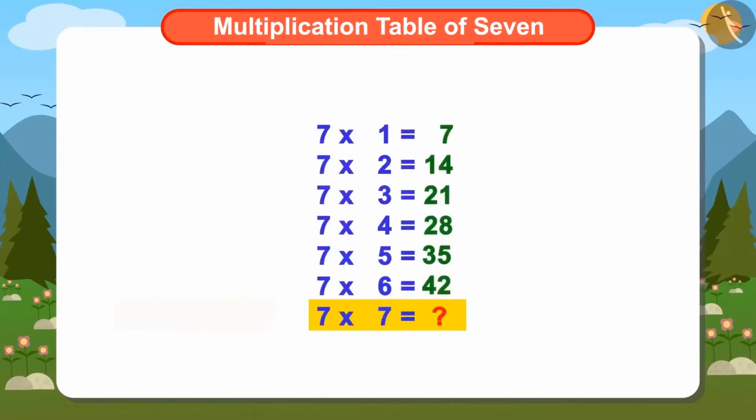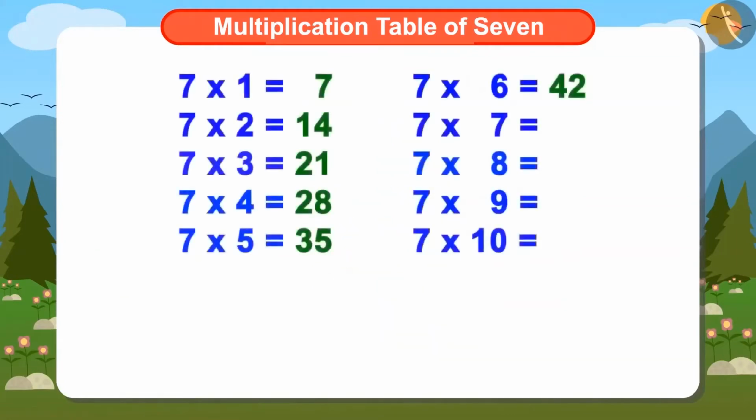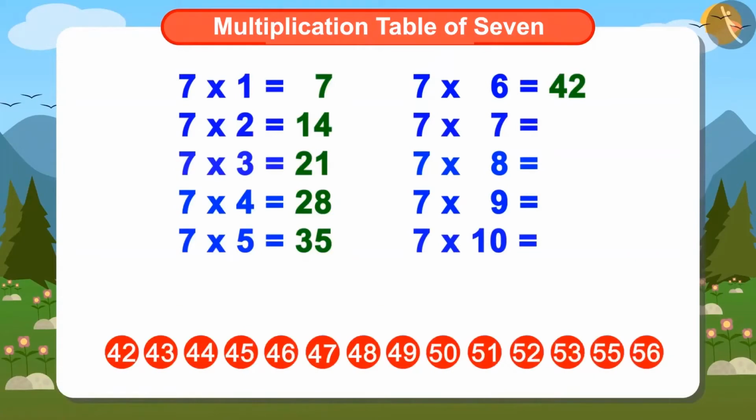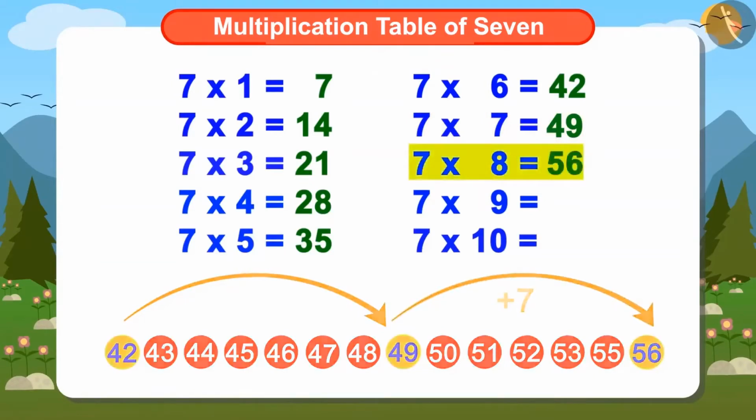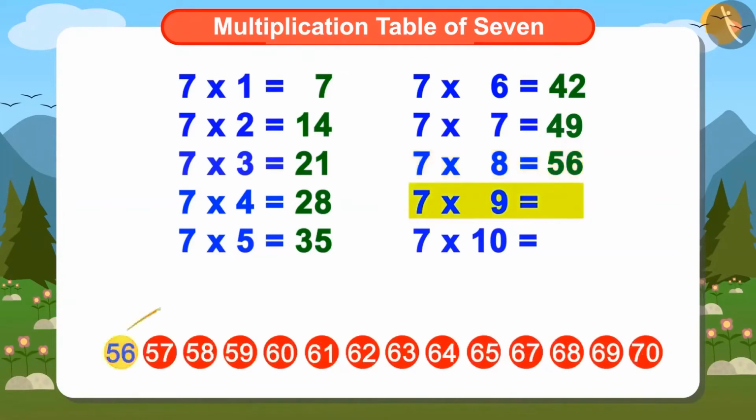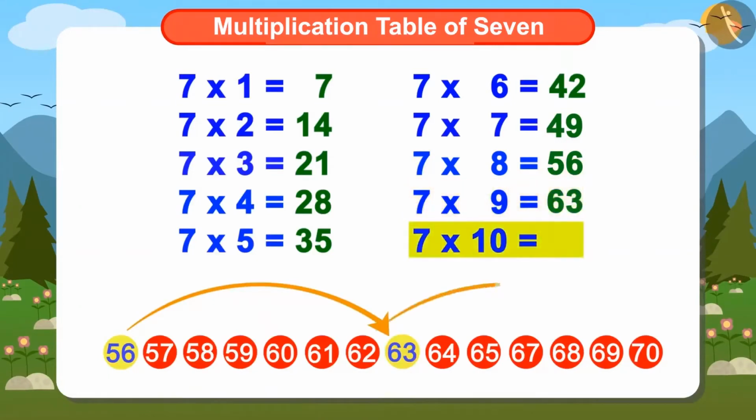But we don't know the multiplication table of 7. No problem. We will find the complete multiplication table of 7 using the old method of number line, in which we see that the 7th number after 42 is 49. 7 multiplied by 8 will be the 7th number after 49, that is 56. 7 multiplied by 9 will be the 7th number after 56, that is 63. And to know 7 multiplied by 10, we will find the 7th number after 63, which is 70.